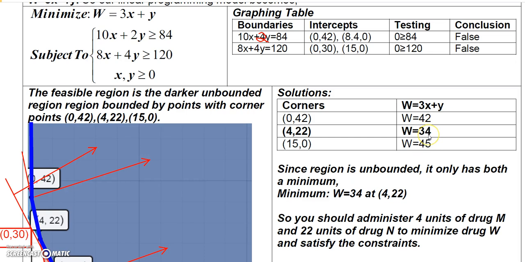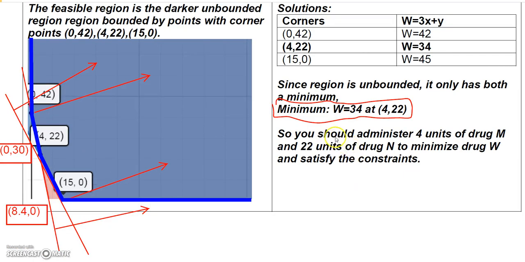And remember, we wanted to minimize the amount of drug W, and the way to do that would be to use 4 and 22, and that would give us a minimum value of W of 34 units. So the optimal solution would be a minimum of W equals 34 at the point (4, 22). And I kind of stated what I have here not quite correct. It should say 4 units of substance M and 22 units of substance N, not drug M and drug N.